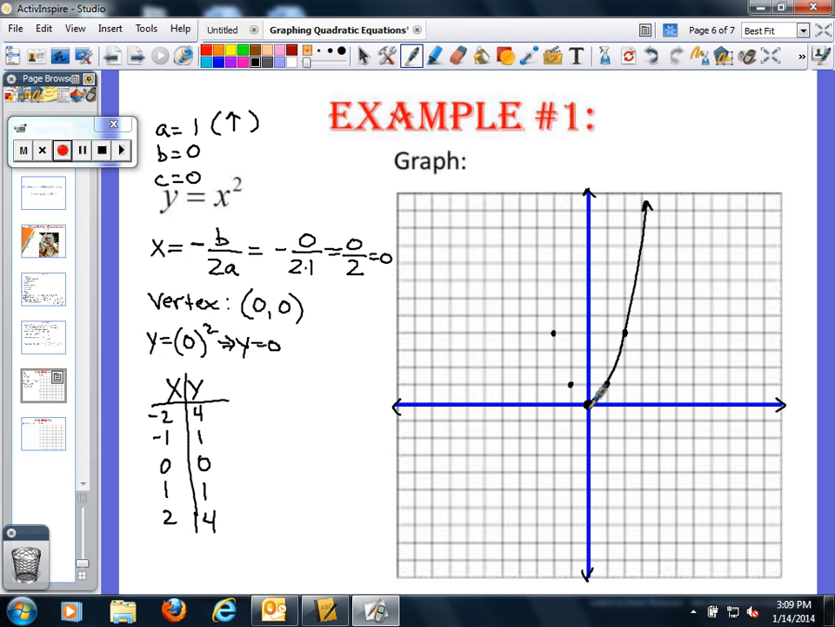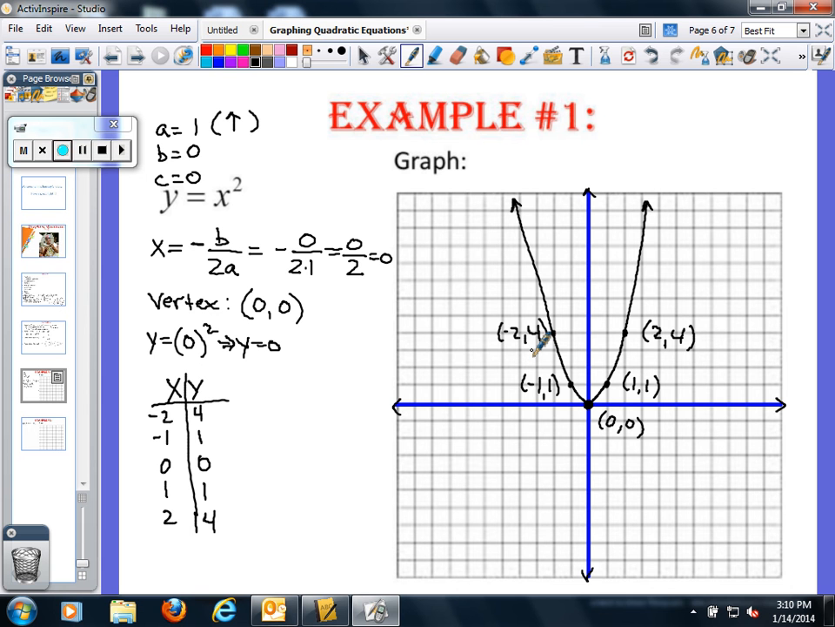And this is what my graph of y equals x squared will then look like. And we'll go ahead and label these points. This is (2, 4), (1, 1), (0, 0), (-1, 1), and (-2, 4).